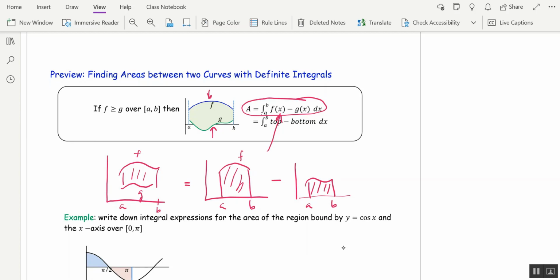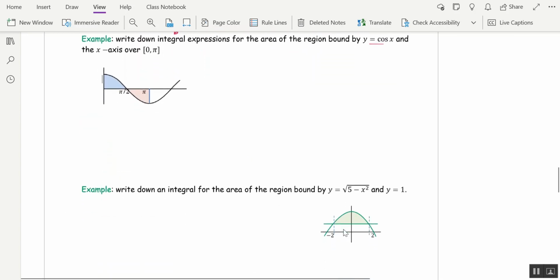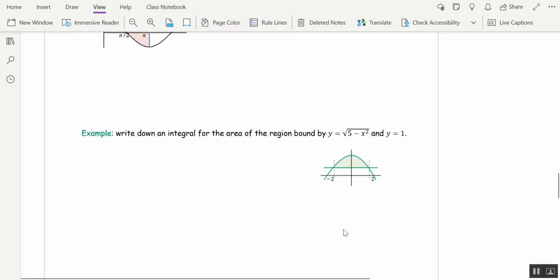It's top minus bottom. I want to finish with two examples, and I should have put the last example first because it's a little more straightforward. So let's do this one first. Write down an integral for the area of the region bound by y equals root 5 minus x squared and y equals 1. And I've got a picture of that region right here.